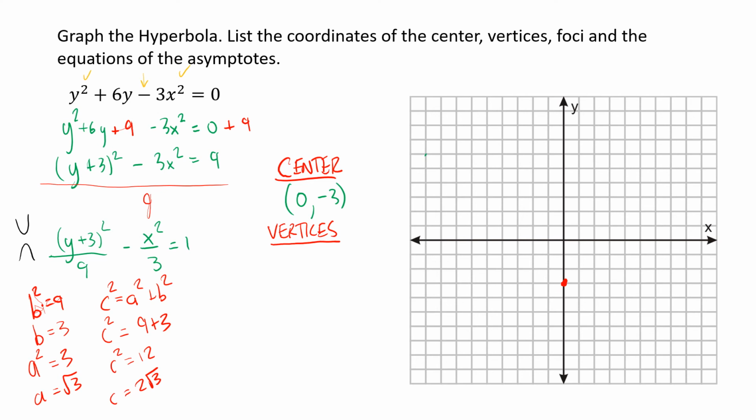We have A, so we have, well, B. B is, where did I put B? It's 3. Okay, so B is 3. That means if I go 3 up from the center, I'll have a vertex. If I go 3 down from the center, I'll have a vertex. And then if I go A over root 3, which is about 1.7, I'll have the endpoints of the conjugate axis. And I'm just going to sketch in this little box here. We'll have that dot. Okay, and then I'm going to sketch in the diagonals of that box because those are the asymptotes.